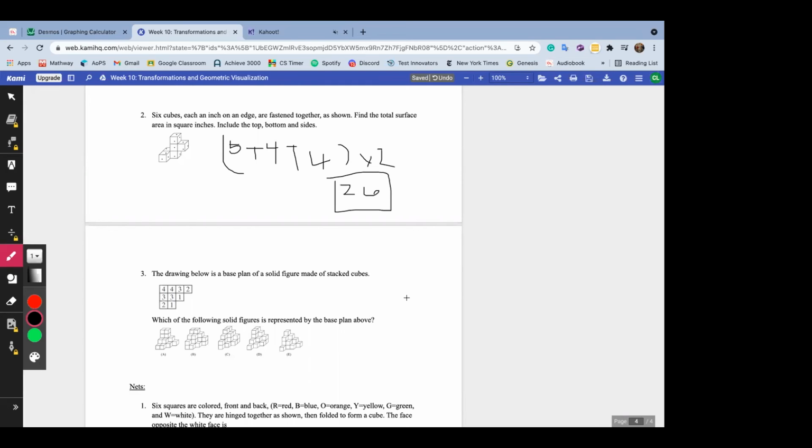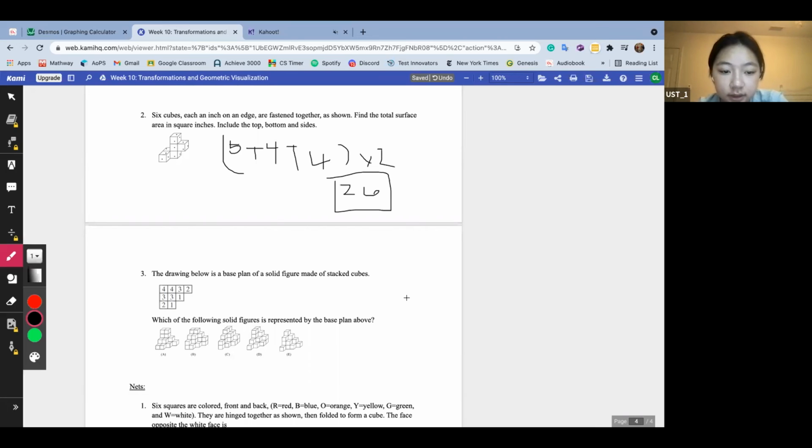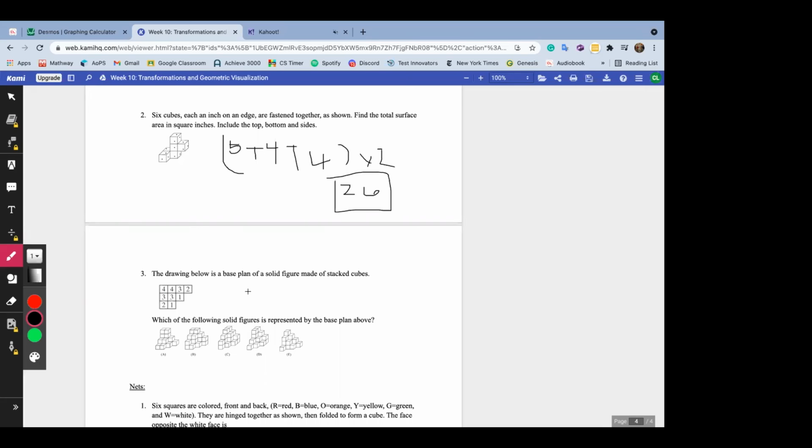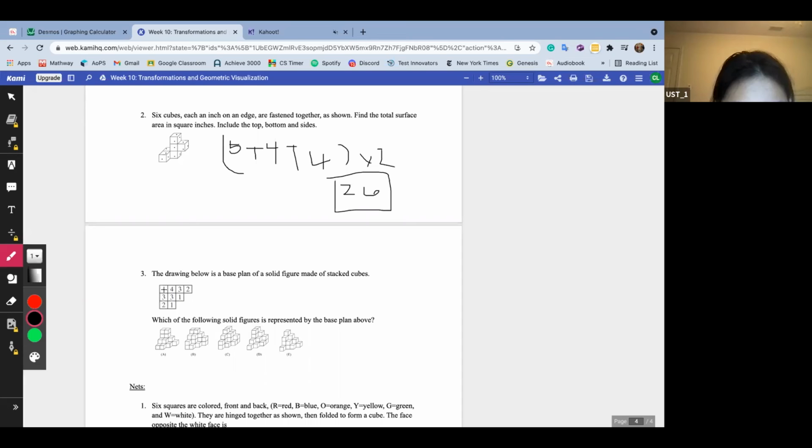Yeah. So next question. The drawing below is a base plan of a solid figure made of stacked cubes. Which of the following solid figures is represented by the base plan above? So the numbers here mean how much is stacked on top. So I'm going to just go through each of them and see.